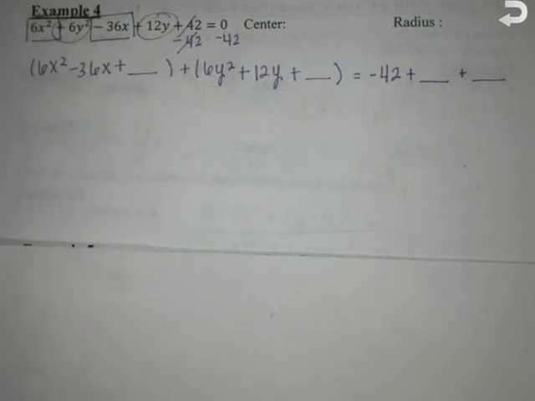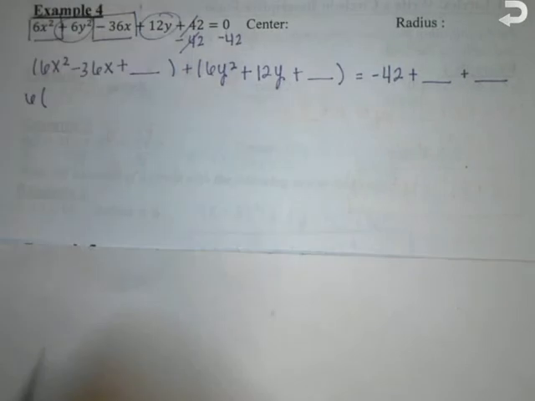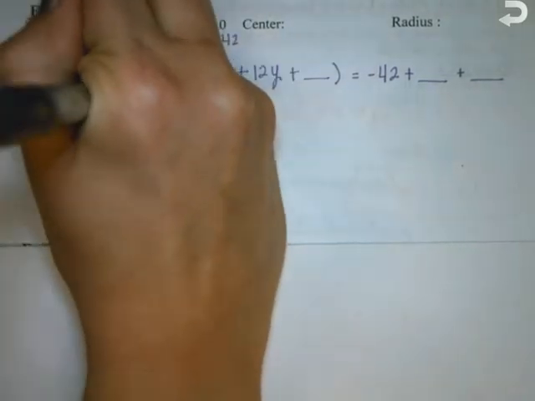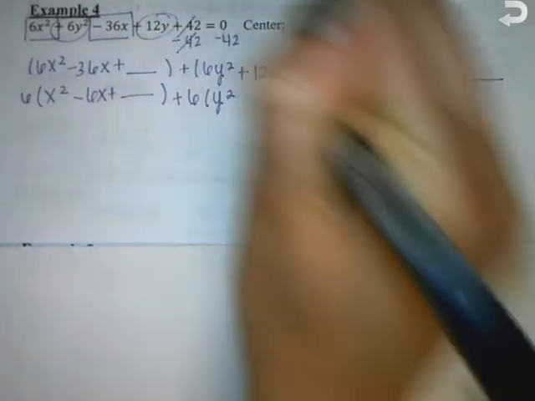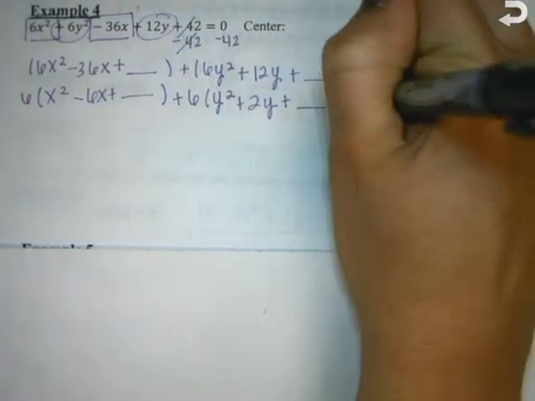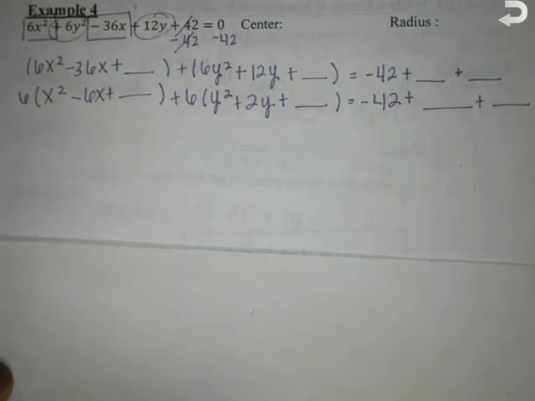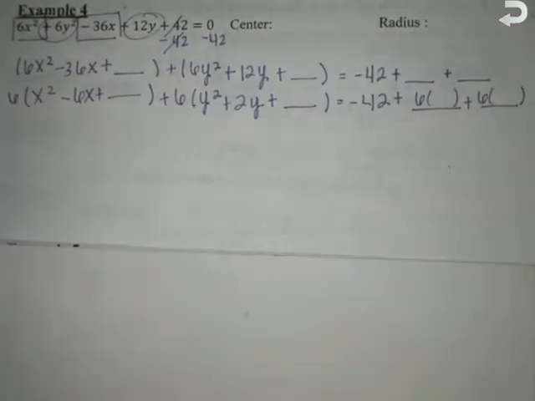That's going to give me x squared minus 6x plus blank plus 6 times y squared plus 2y plus blank equals negative 42 plus blank, and let's write the 6's in right now so that way we don't forget to do it later. Okay, can you guys finish it? Or just fill in the blanks for me? How do I fill in those blanks?